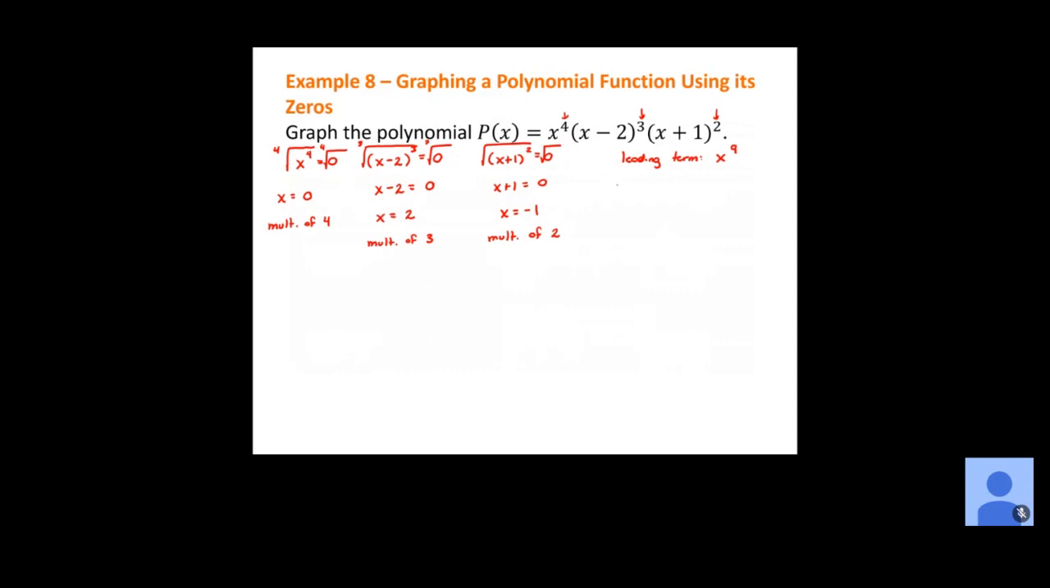Now I look at each of the pieces of that. The degree this time is 9, which is odd, which means opposite directions. The leading coefficient is 1, which is positive. And so that tells us down to the left, up to the right.